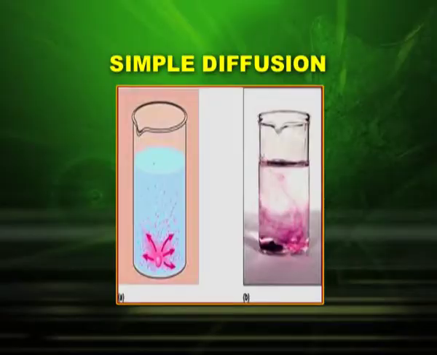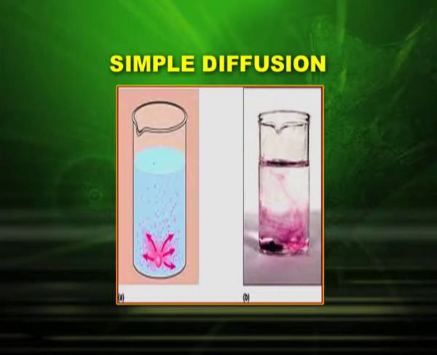Now, this can be explained with the help of a very well-known demonstration. We take two beakers. In one of the beakers, we put potassium permanganate in water, and then we see the diffusion in which the potassium permanganate crystal molecules diffuse into the water molecules. There is no expenditure of energy and yet the molecules spread into the water molecules.